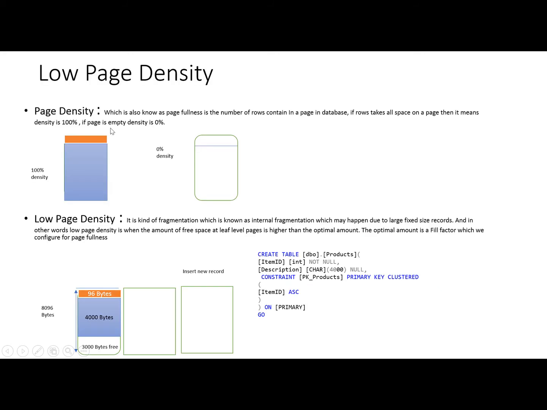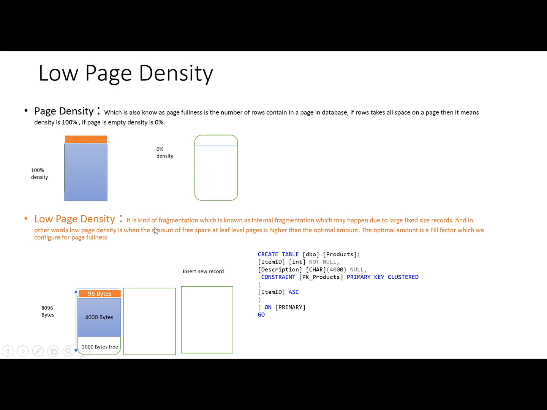What is page density? Page density is also known as the fullness of the page, and it is the number of rows contained in a page of the database. If the rows take all the space on this database page, then the density is 100%. If the page is empty, then the density of this database page is 0%. So density is not a problem, but low page density is a problem for the index.